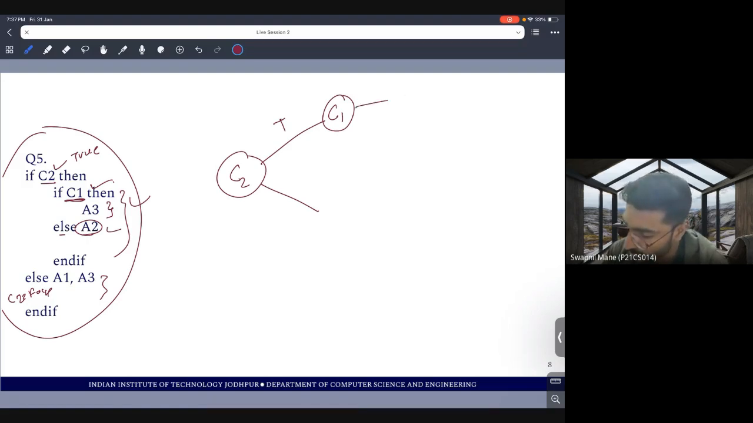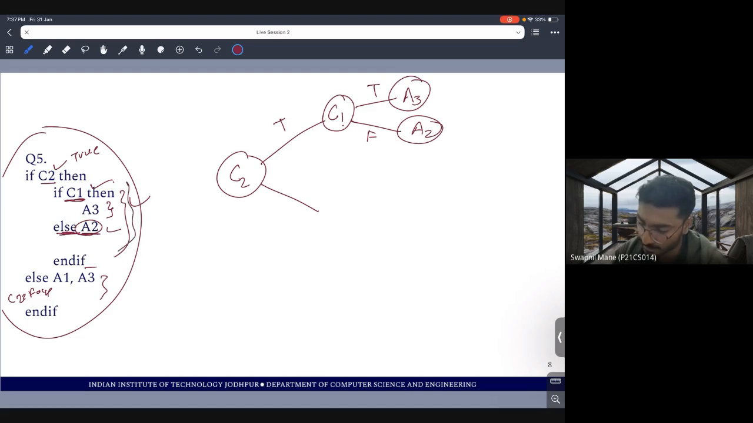So if C1 is true, A3 is printed, and if C1 is false, then it comes to the else part. This condition is false, then it comes to the else part. So if C1 is false, then E2 is printed, right? So this part we have implemented right now.